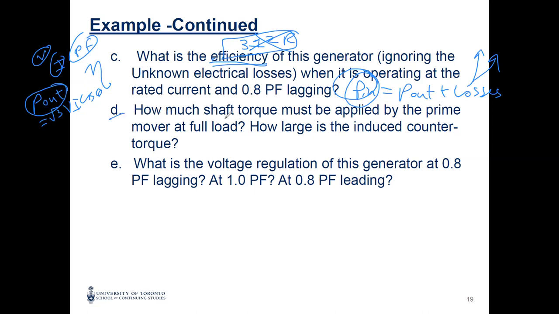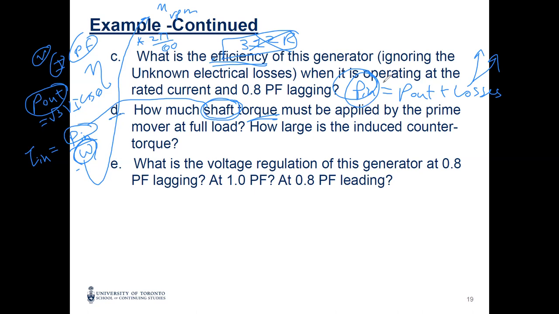D, they asked about the torque. The torque in the shaft: when they say the shaft for the generator, it means the input. So this is the input. It means the input power over omega, over the speed. Omega in radian per second. We already calculated the N in RPM, if you remember. Now you multiply by 2 pi over 60 to get radian per second. Input power, we already calculated in the efficiency. And they said how much shaft torque must be applied by the prime mover at full load.